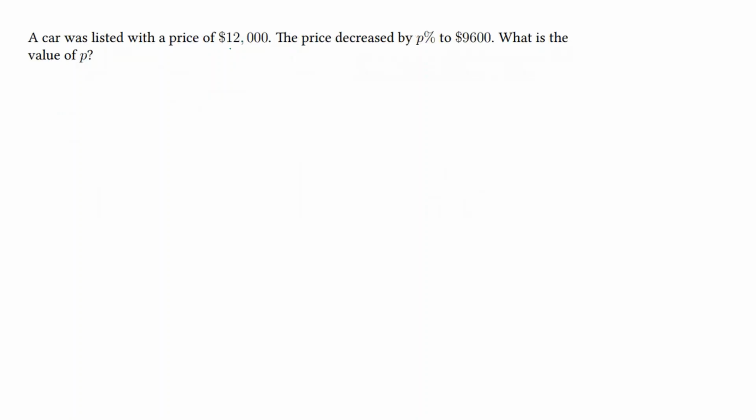A car is listed with a price of 12,000, but this price decreases by p% and is now only 9,600. When decreasing any number by a certain percentage, what you do is you take 100 minus that percentage decrease, you take 100 minus p%. This percentage of the original price, in this case 12,000, then becomes the reduced price. In this case, the reduced price is 9,600.